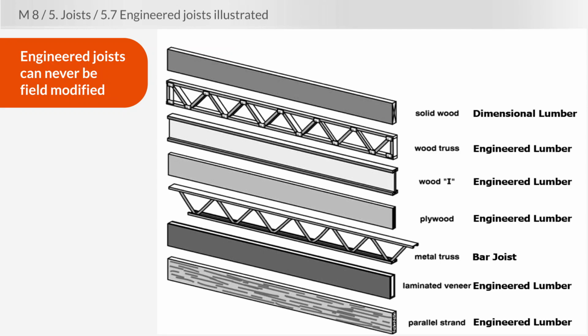So everything you're looking at in this diagram, except at the top, is an engineered component. At the top, it's a solid wood joist. Everything else is engineered. The wood truss, also known as an open web joist, the I-joist, the plywood joist, because that's really a series of pieces of glued lumber, even the metal bar joist, that is considered to be an engineered joist. And laminated veneer beams and parallel strand beams are all engineered lumber. So none of these can be field modified except the piece at the top, the dimensional lumber.